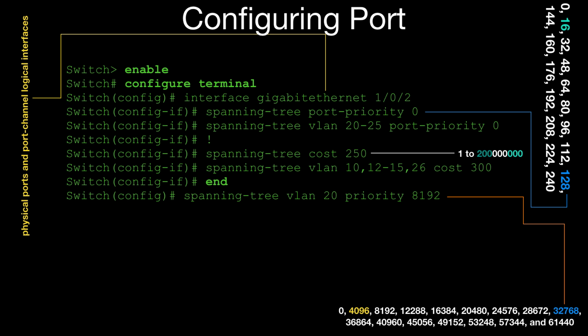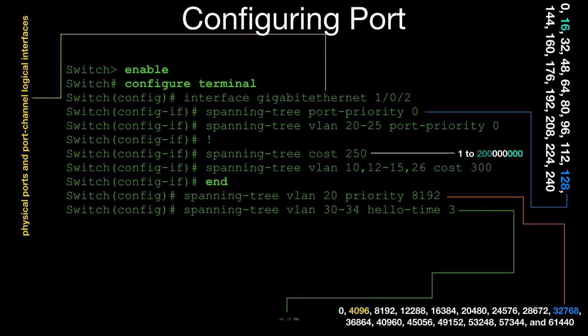Configures the hello time of a VLAN. The hello time is the time interval between configuration messages generated and sent by the root device. These messages mean that the device is alive. For seconds, the range is 1 to 10, the default is 2.